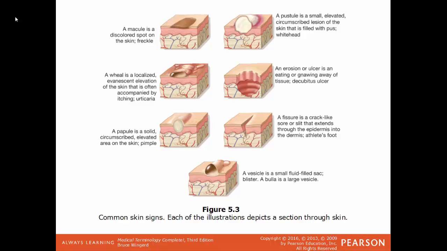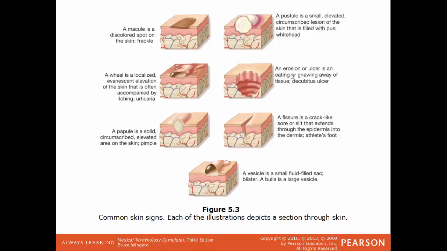And all these, even though they are related, obviously, they have individual names because they represent something different in each one. So the first one, a macule, another word for a freckle, is a discolored spot on the skin. The pustule, over here, small, elevated, circumscribed area filled with pus, another term for a whitehead would be a pustule. Wheal, a localized elevation area of the skin, usually accompanied with itching. This is what you would see in hives, for example.